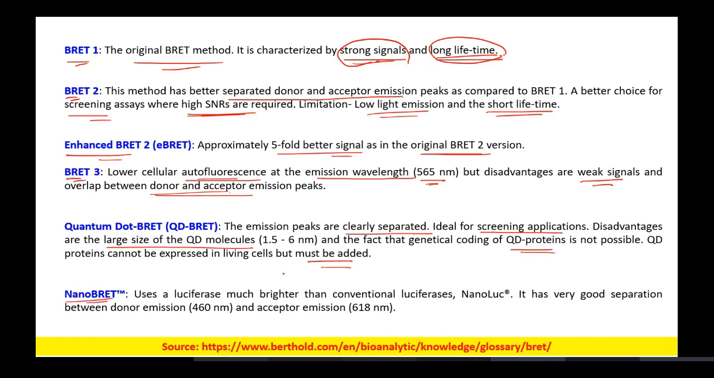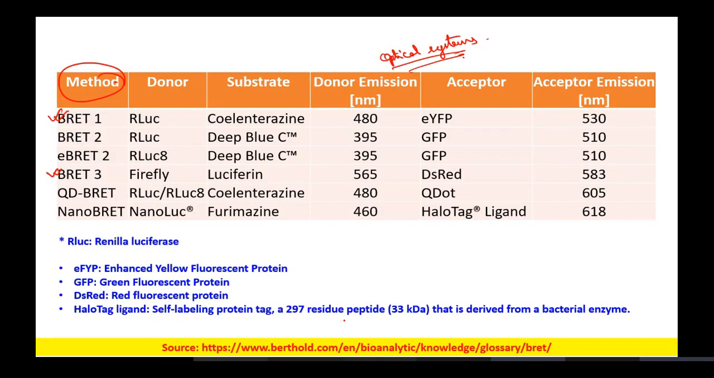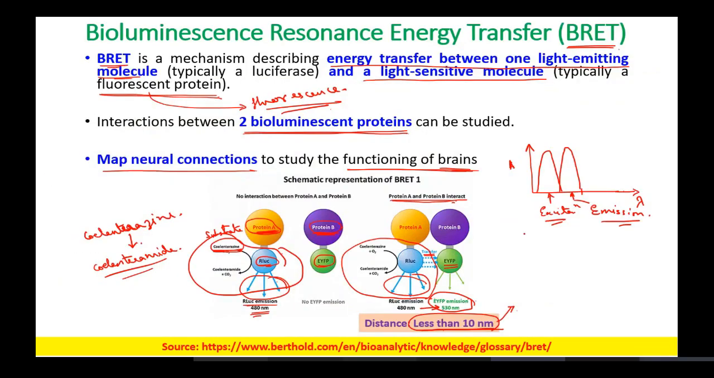Then we have Nano BRET. It uses a luciferase enzyme that is much brighter than the conventional luciferase enzyme. This luciferase enzyme is regarded as NanoLuc, and it is a synthetically modified enzyme. It has a very good separation between the donor emission and the acceptor emission. Now, if you see, in all these cases the basic principle and mechanism remain the same.